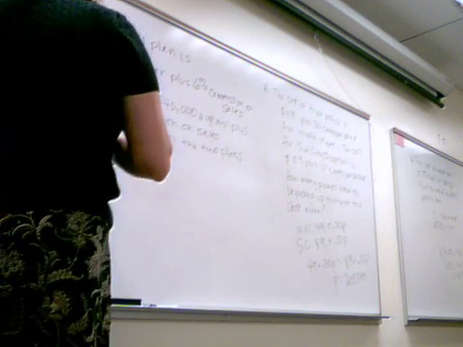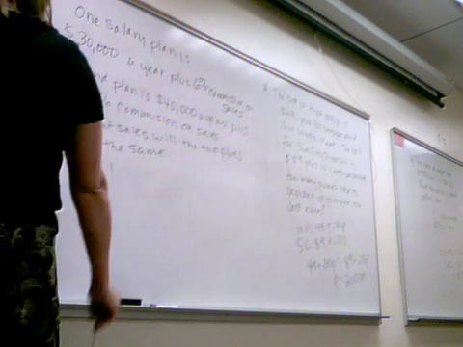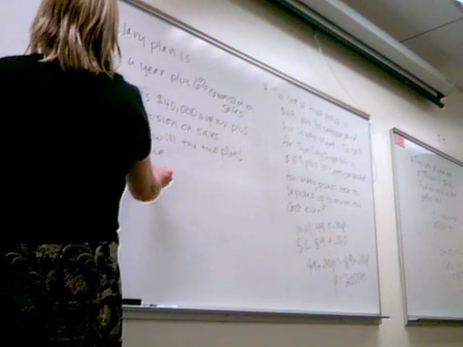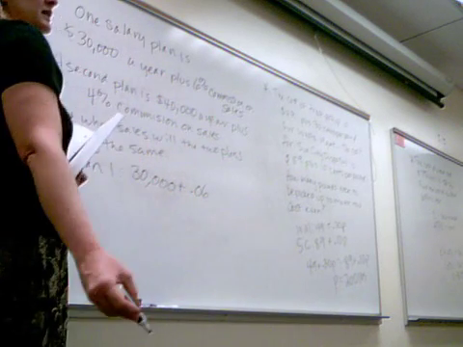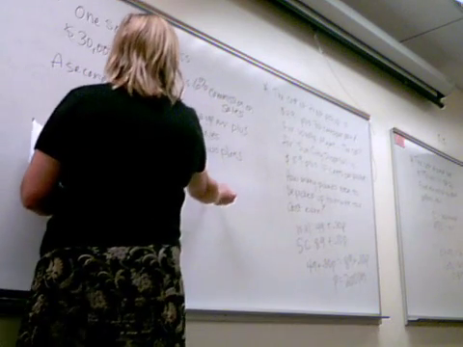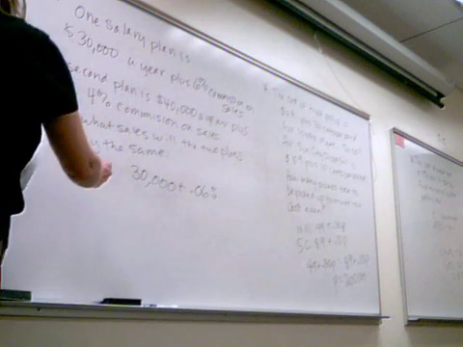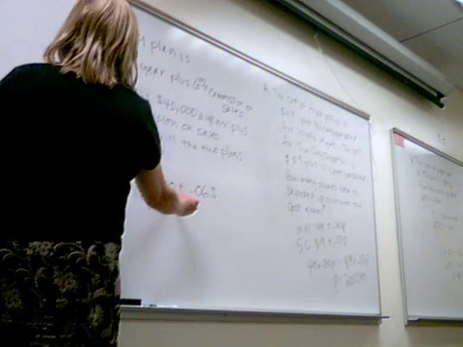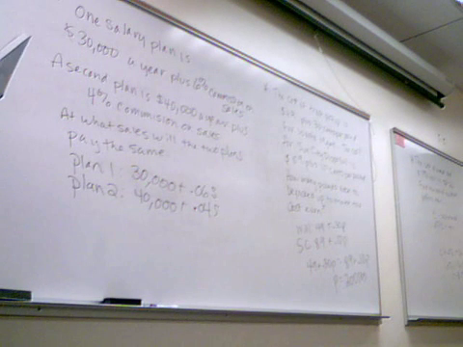Okay, so we have Plan 1. How would I write Plan 1's expression? 30,000 plus 0.06. 0.06 what? It could be S, for sales. It can be whatever letter you want it to be, though. Remember, percents have to be with something. Okay. Plan 2 is 40,000 plus 4% of sales. The question says, at what sales will they be the same?